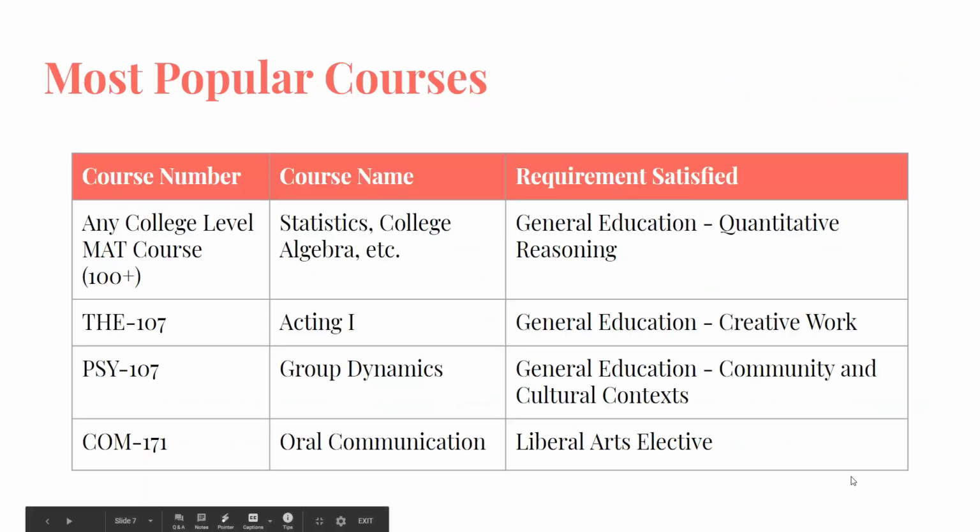And just to summarize, here are some really popular classes that are very common and apply to most majors. Like I said before, any college level math course should count towards your general education requirements and your major. But you'll see right here there's a class called Acting 1 and Group Dynamics that could also count towards your general education electives and don't have any prerequisites at all. Same thing with oral communication. So please, please, please talk to your success coach if you're interested in taking more courses outside of ELL.